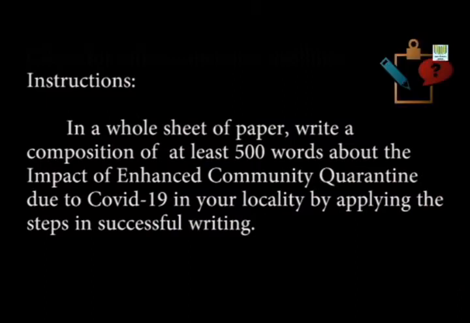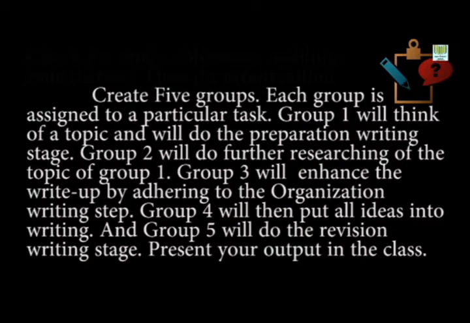1. On a whole sheet of paper, write a composition of at least 500 words about the impact of enhanced community quarantine due to COVID-19 in your locality by applying the steps in successful writing. 2. Create 5 groups. Each group is assigned to a particular task. Group 1 will think of a topic and will do the preparation writing stage. Group 2 will do further researching of the topic of Group 1. Group 3 will enhance the write-up by adhering to the organization writing step. Group 4 will then put all ideas into writing. And Group 5 will do the revision writing stage. Present your output in the class.